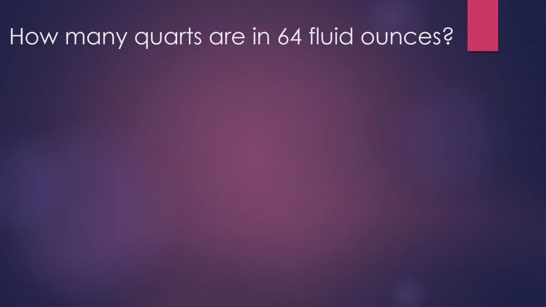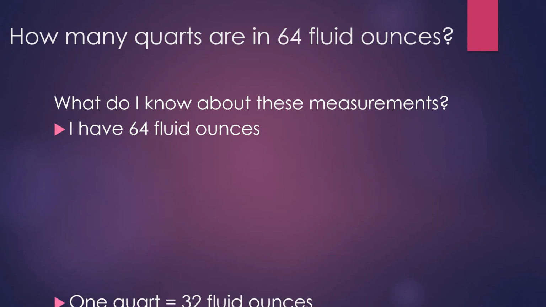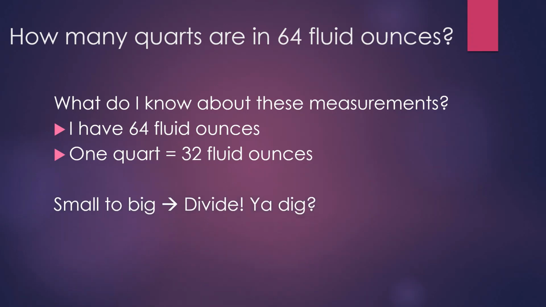In this question, we're trying to find out how many quarts are in 64 fluid ounces. So when I figure out what I know about these measurements, I know that I have 64 fluid ounces, and when I look at my diagram, I know that 1 quart equals 32 fluid ounces. And when I'm moving from ounces to quarts, I'm doing small to big, so what do I need to do? That's right, divide, you dig?